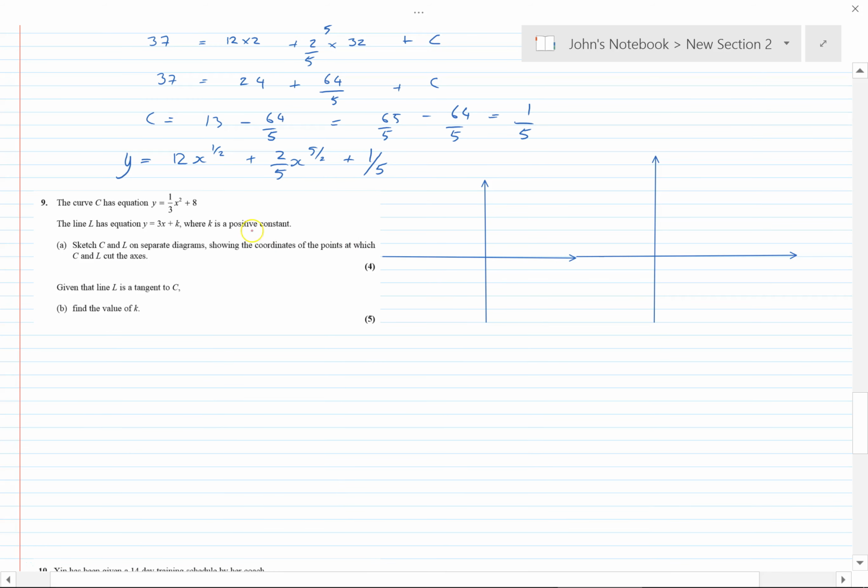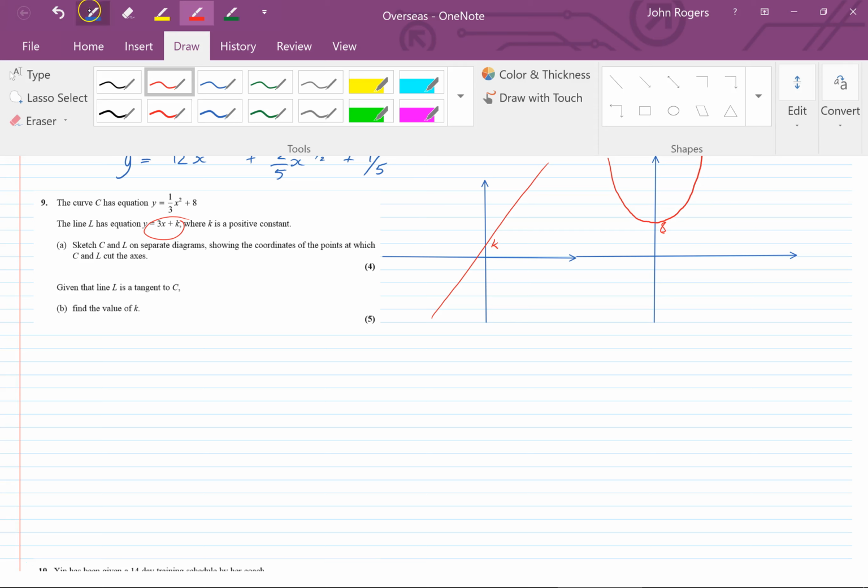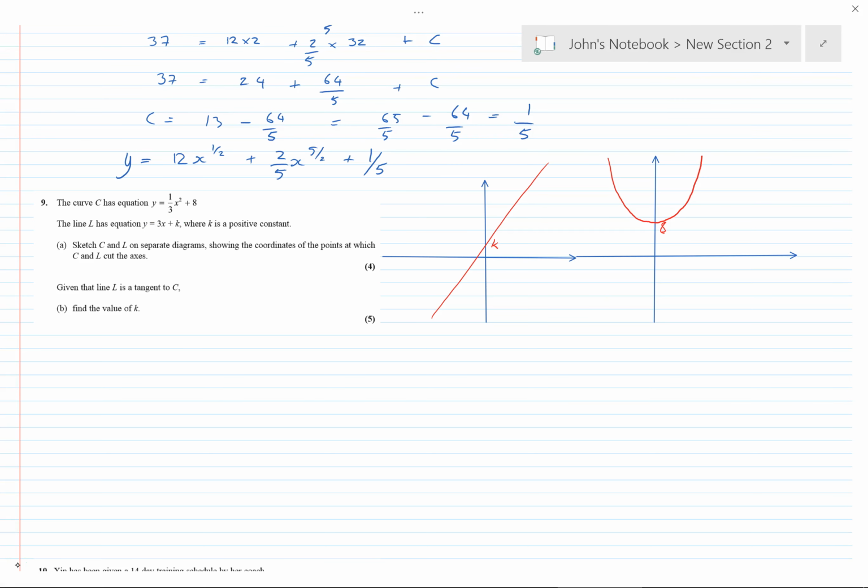Okay, so first of all, this is linear with gradient 3 and intercept k, so let's just draw that. And this one's quadratic, which is because there's no term in x, it's going to be symmetrical about the y-axis and going through 8 there. Okay, so there's various things we could do with part B. We could solve a simultaneous equation, or use the fact that if it's a tangent, it's got equal roots, which is a little bit of an unusual way of doing it. I suppose the most obvious thing to do is to use differentiation, so that's what we're going to do.